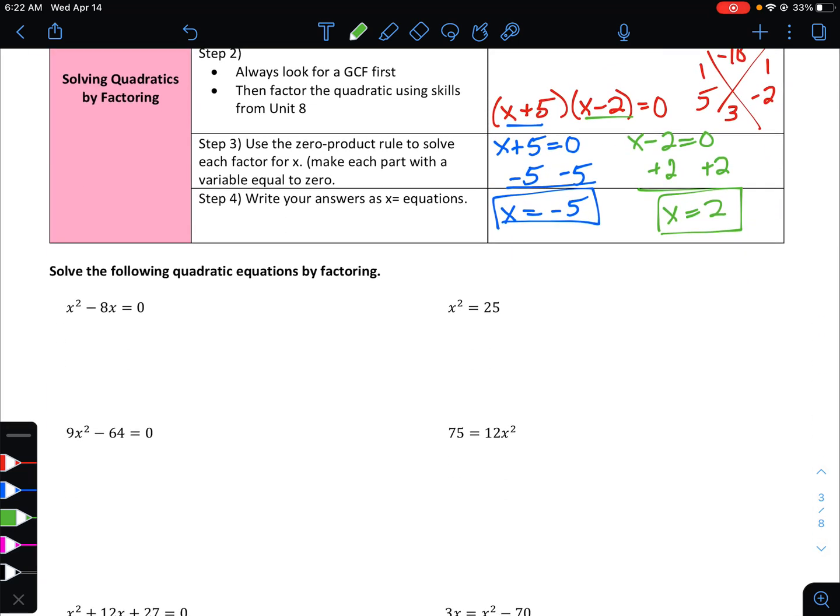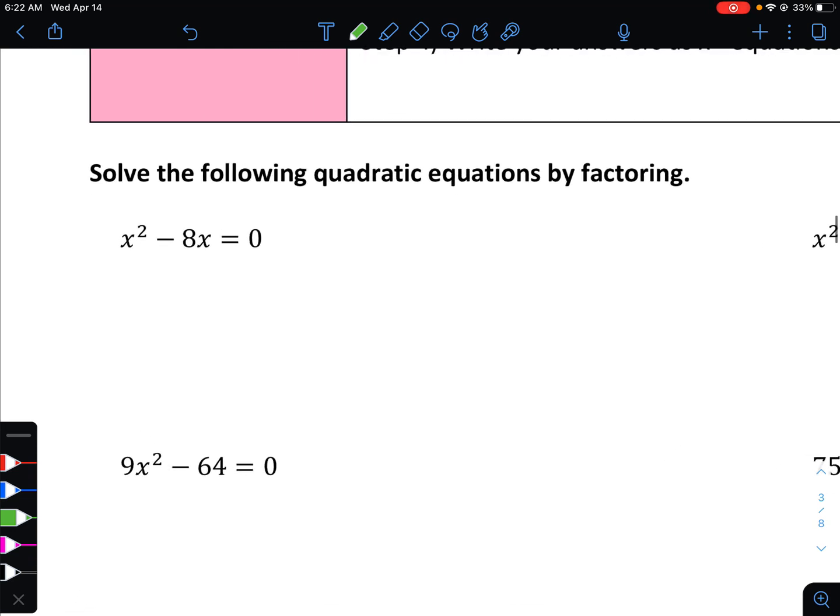For our first example, we've got x squared minus 8x is equal to 0. We've only got two terms, so this is going to be either greatest common factor or difference of squares. Let's try greatest common factor first. Since both x squared and the minus 8x have x in common, we'll go ahead and factor out an x. That'll leave us with x minus 8 inside the parentheses is equal to 0.